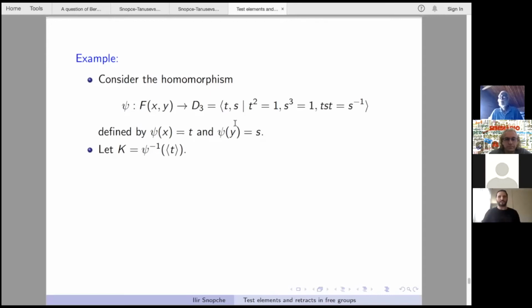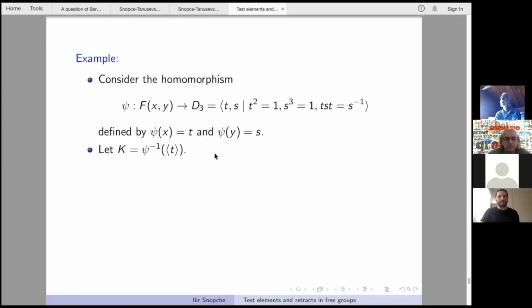So why do I do this? Well, note that this subgroup is not a normal subgroup of D3. Everyone knows that if you try to find a simpler example, a finite group of smaller order, all the subgroups there are normal. So this is the simplest example available to us, and we take a subgroup which is not normal. If you take its pre-image, we obtain a subgroup K in F of xy which is not normal.